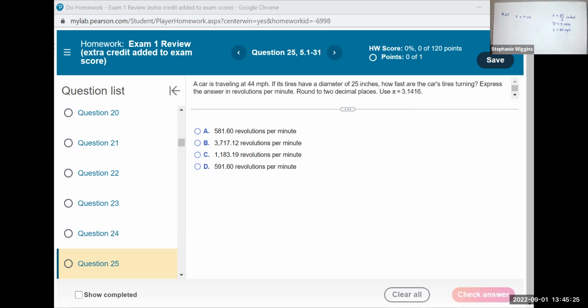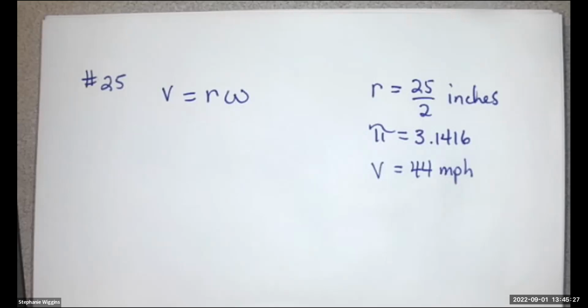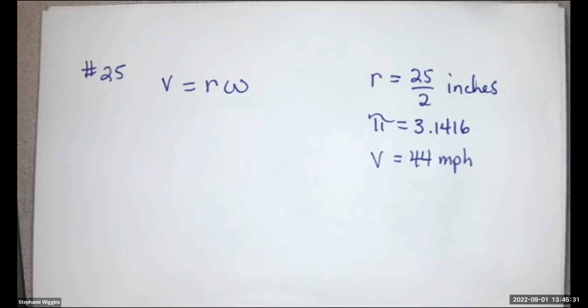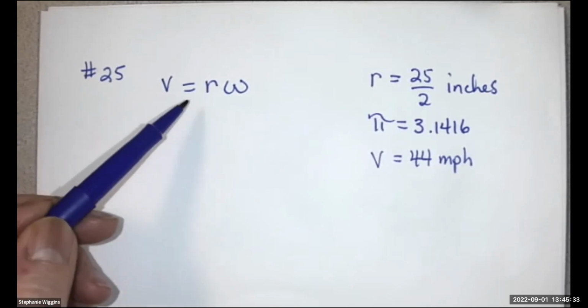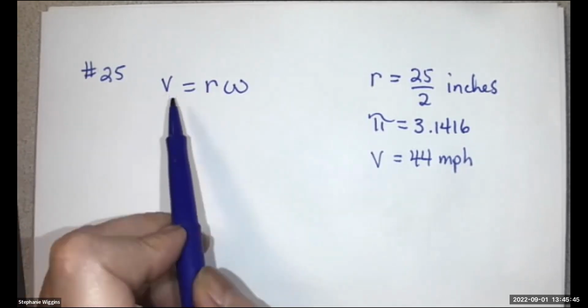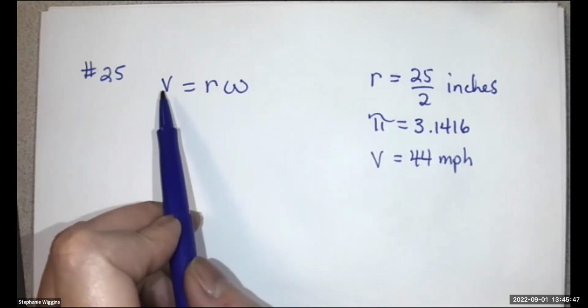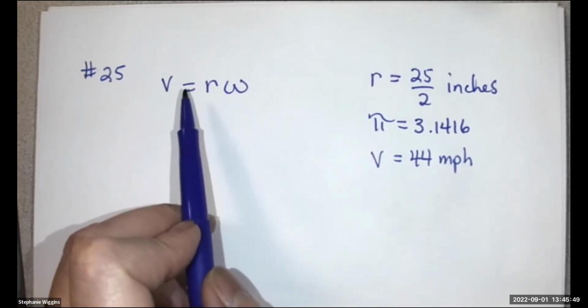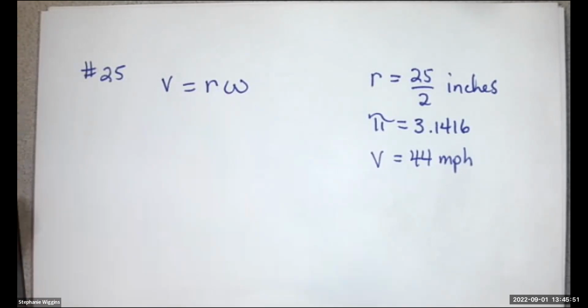So let me stop sharing so you can see this on my sheet here. All right, so this formula v equals r omega just comes from s equals r theta. So s equals r theta. If you divide out by t, you get velocity, which is actually speed, equals the radius times omega.